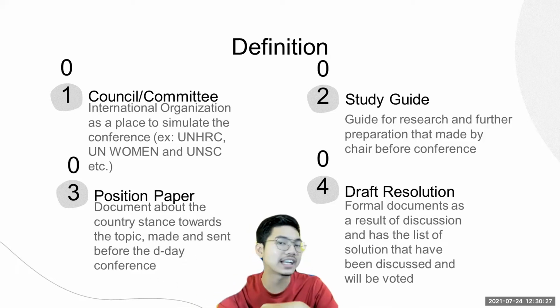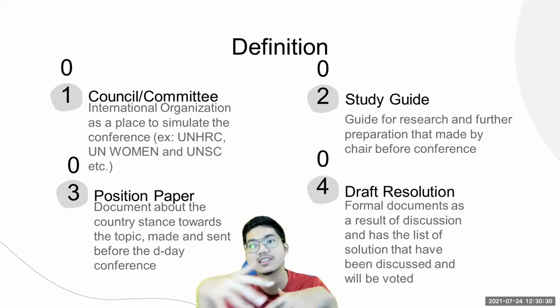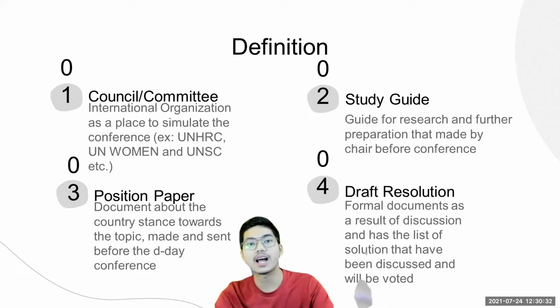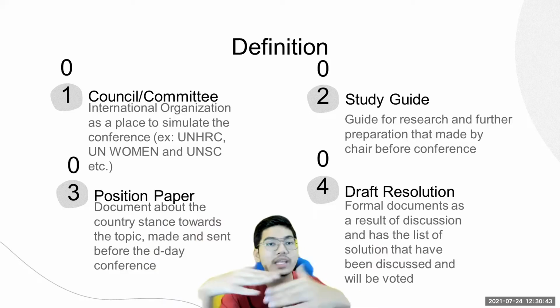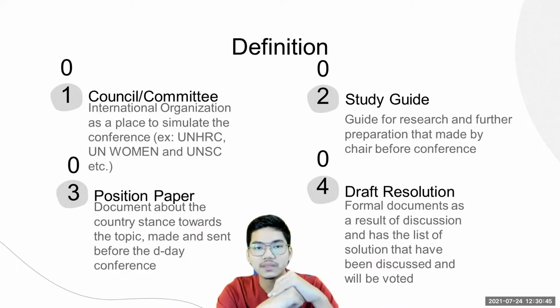But not every council starts with UN. There's a council that does not start with UN. For example, ILO. Has anyone heard about ILO? ILO is the International Labor Organization. And there are many more councils and committees in the United Nations system that we can simulate in an MUN.